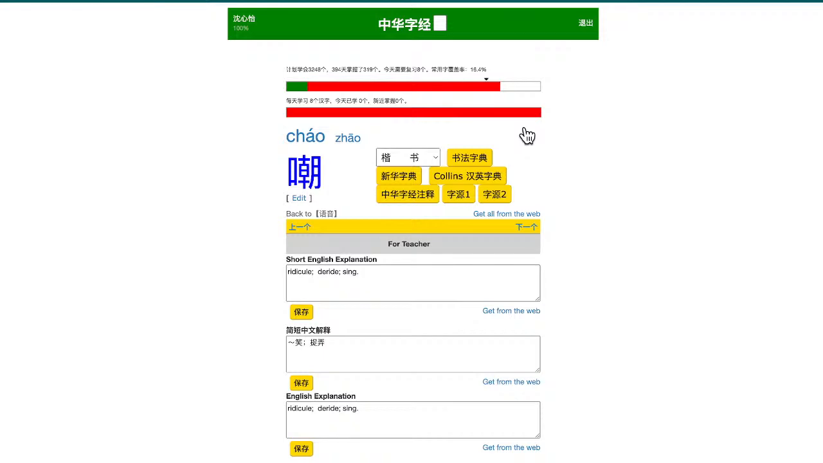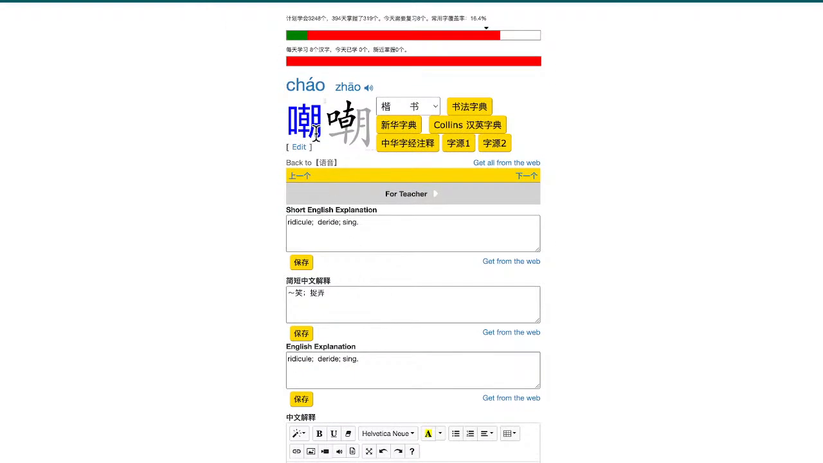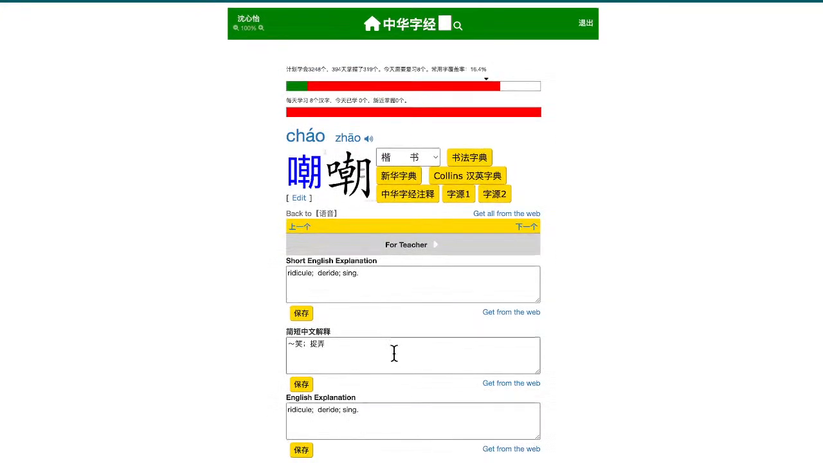Next one must be 吟. Oh no, sorry. So 嘲. Now this one has two pronunciations. So when you pronounce it cháo, that means ridicule, laughing at somebody. Okay, deride, ridicule. Okay, it's called a 嘲. 嘲笑, 嘲讽, 嘲弄. 这个都是这个意思.